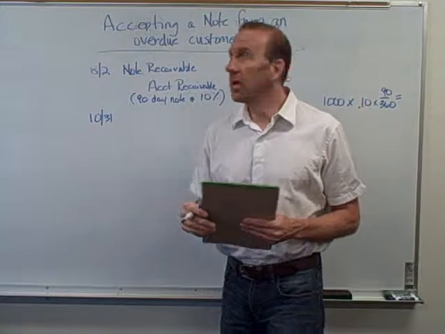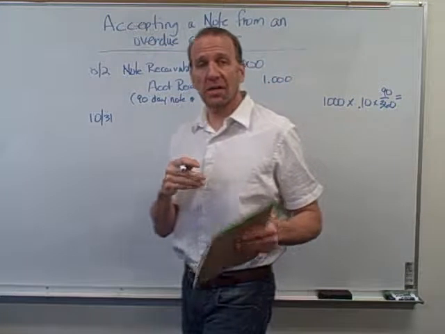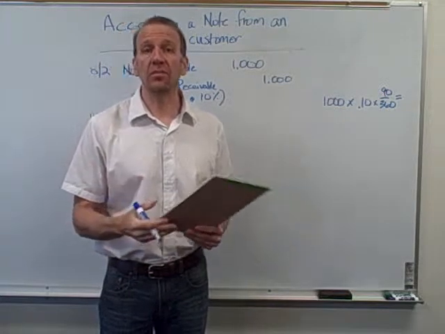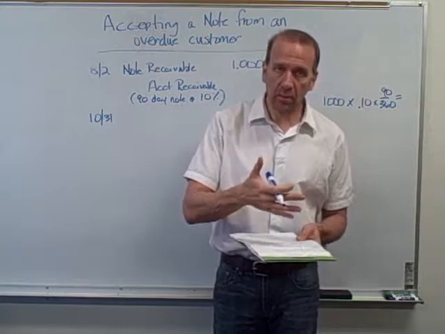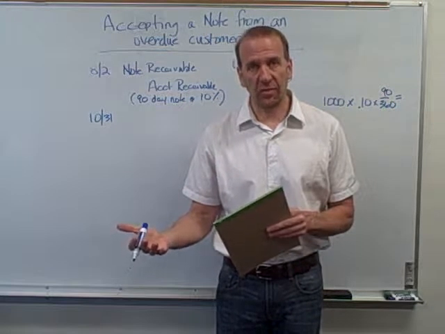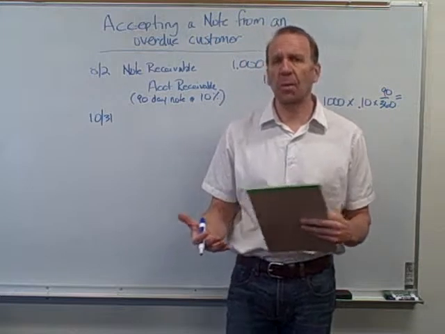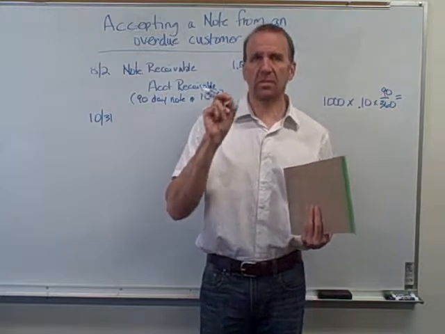Okay, class, now we're going to look at accepting a note from an overdue customer. Our customers are their accounts that they have with us. So that would be an account receivable, right? If we sell something on account, we're going to debit the account receivable and credit sales. Then we'd also debit cost of goods sold and credit inventory, okay? But we're not looking at that second part of the transaction. What we're looking at right now is that account receivable.